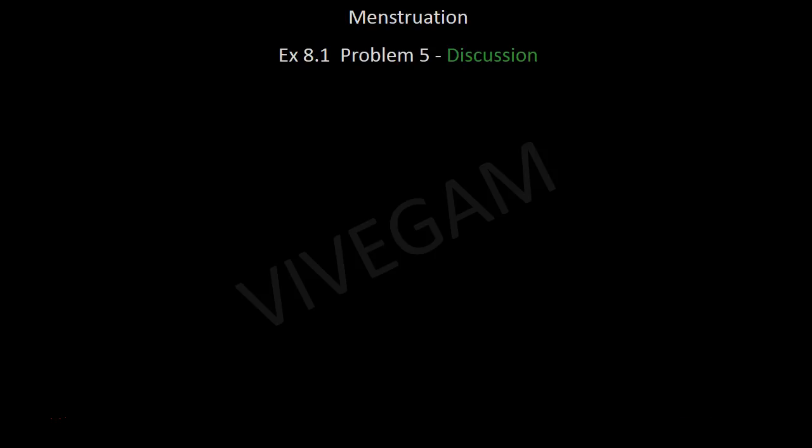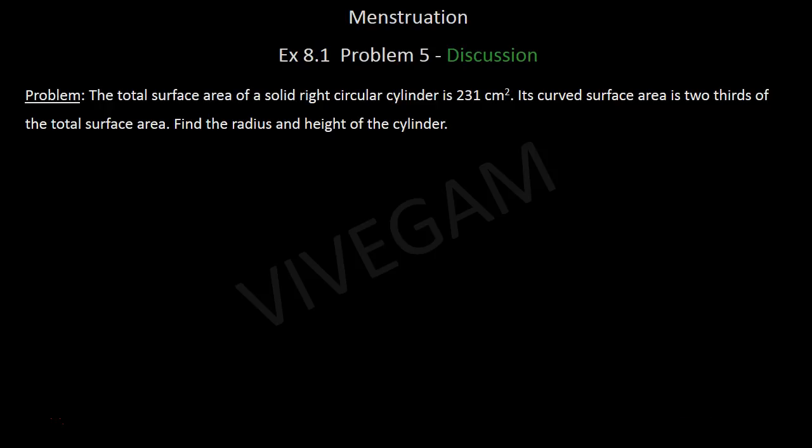Exercise 8.1, Problem 5, Discussion. Let's read the problem. The total surface area of a solid right circular cylinder is 231 cm square. Its curved surface area is 2/3 of the total surface area. Find the radius and the height of the cylinder.